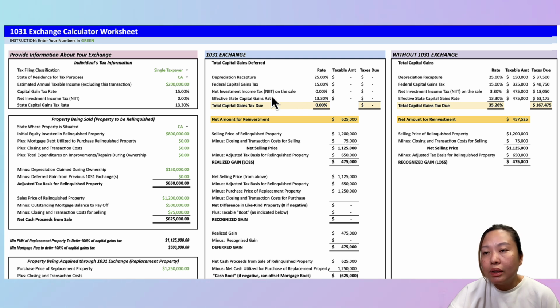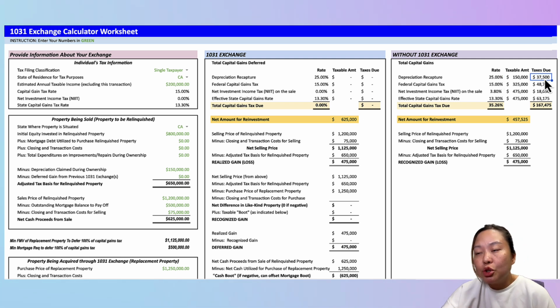Here is calculated for you, say, if you don't do a 1031 exchange. So remember you have 150K in depreciation that now you're going to have to pay the recapture on, right? The recapture is capped at 25%.